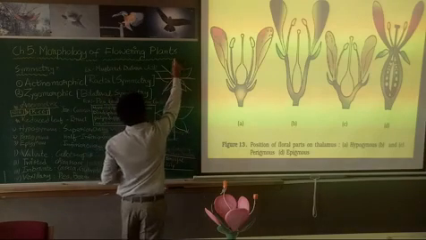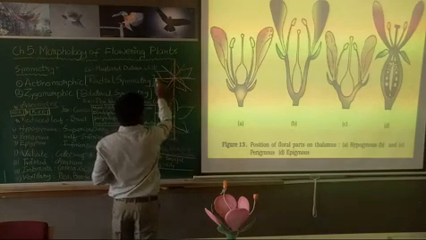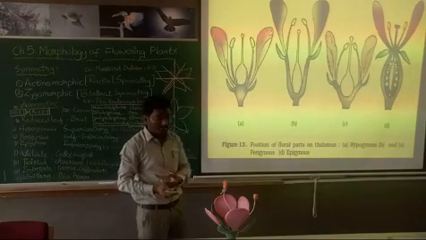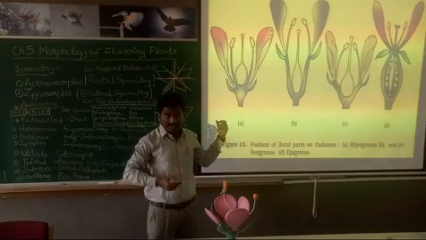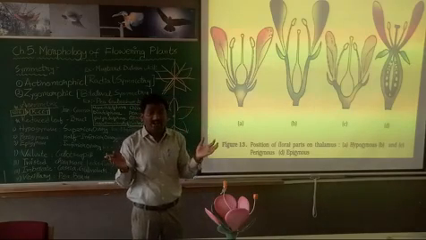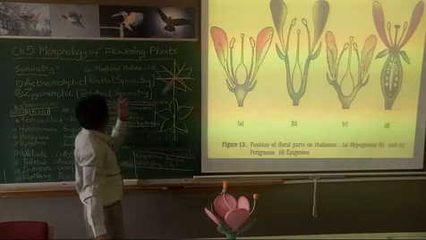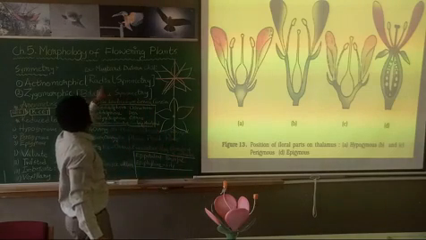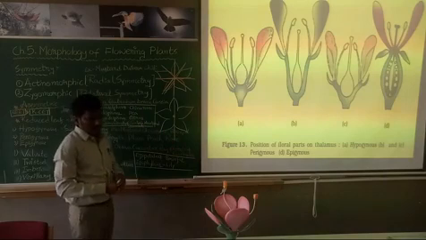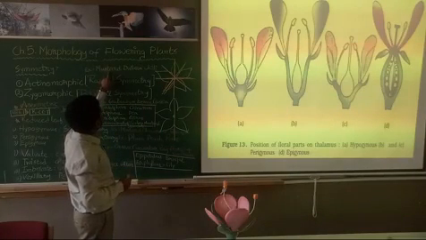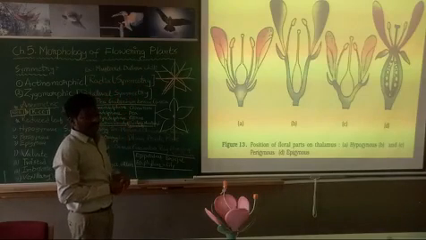You can pass one plane in this way, vertically or horizontally or diagonally, whatever the way you want to pass, and you can cut. The flower can be divided into two equal halves. That kind of symmetry is called radial symmetry, seen in actinomorphic nature. Understood? Examples: datura, mustard, chili, etc.